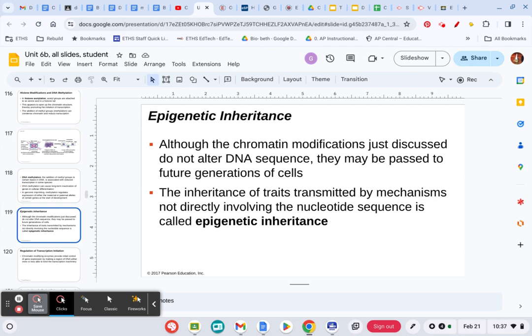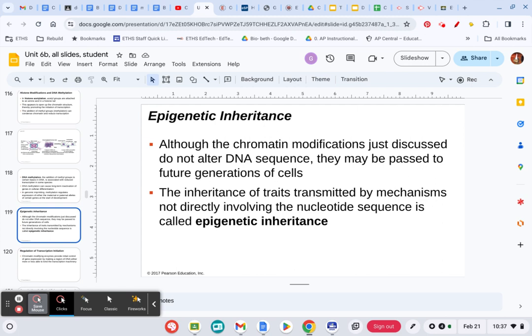Lamarck believed that if a giraffe just stretched its neck longer and longer and longer, it would get stretched out, and that stretching out of that neck, or being more flexible, would then get passed on to the next generation of giraffes. And then you'd have longer and longer neck giraffes every generation, just because of that one giraffe reaching higher and higher up in the trees. Well, it turns out that that isn't the case.